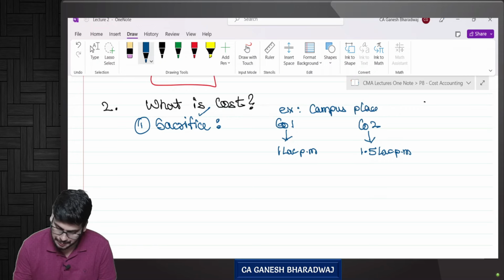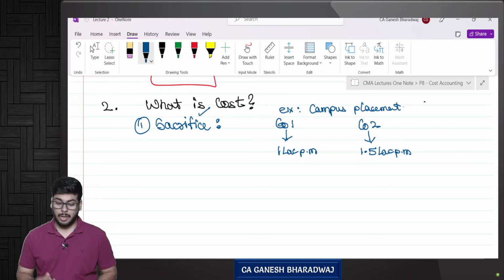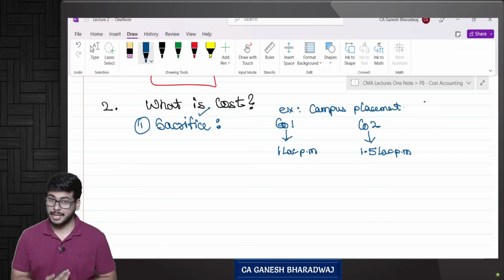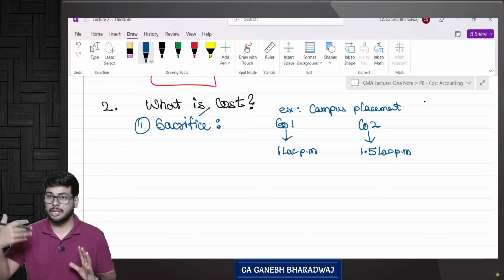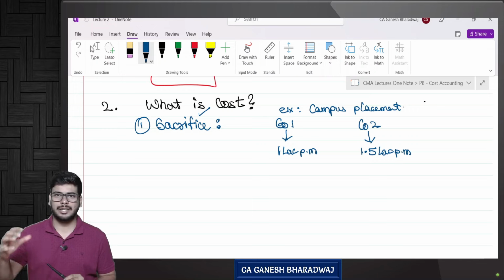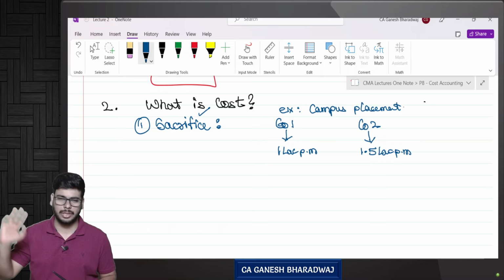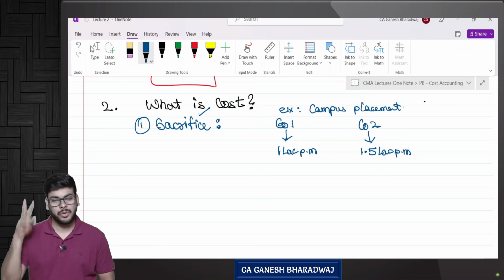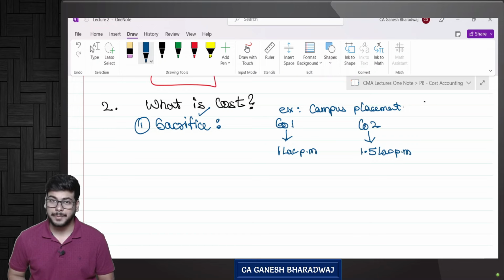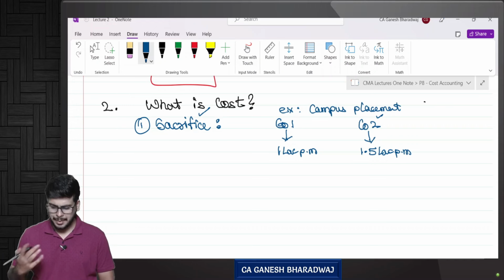Now, company 1 is offering you a salary of 1 lakh per month. Company 2 is offering you a salary of 1.5 lakhs per month. You tell me, other things remaining constant, don't think about the non-monetary aspects. Let's say job profile, job work, job environment, security, everything is the same in both the companies. Let us assume that. Now, which one of these two companies would you prefer? Obviously, you will say, sir, we prefer company 2. Why? They are paying more.